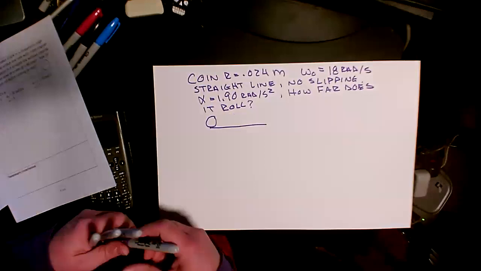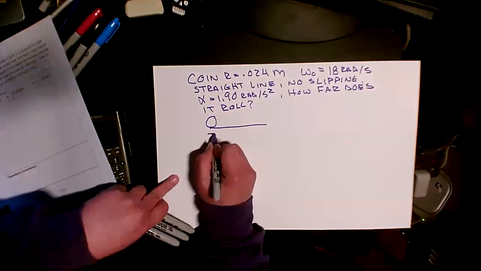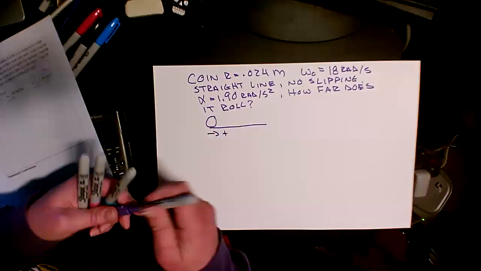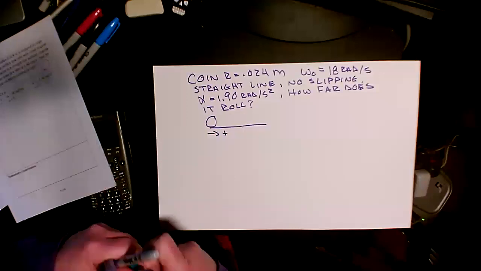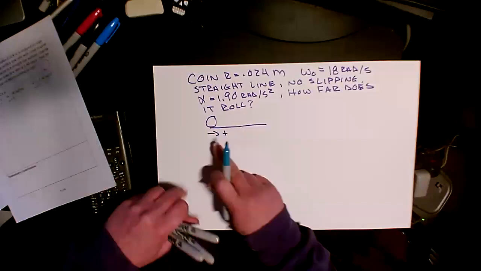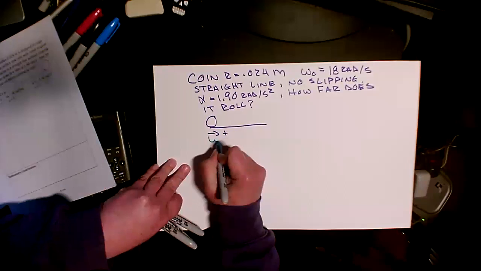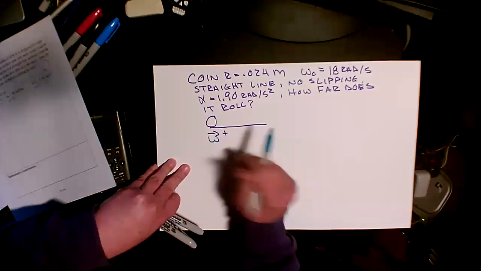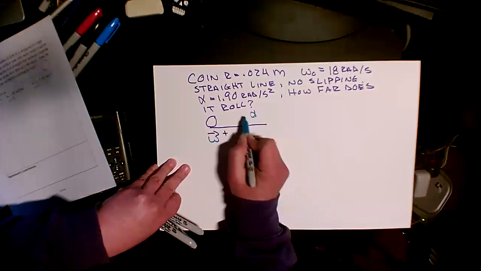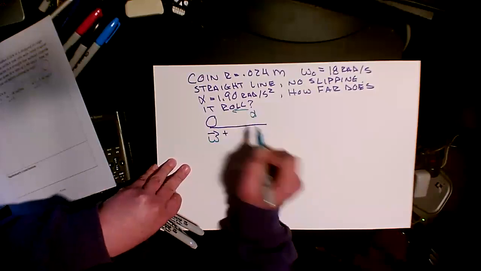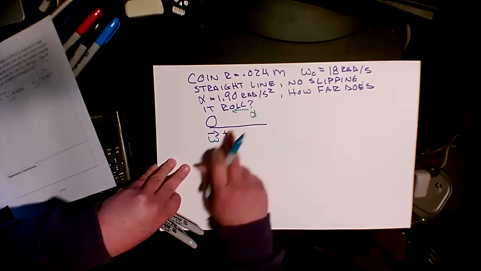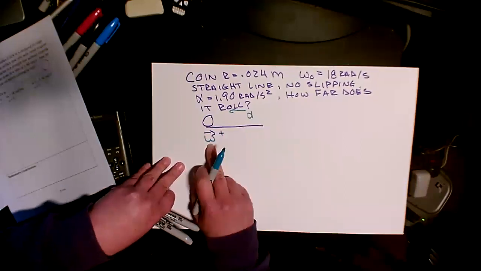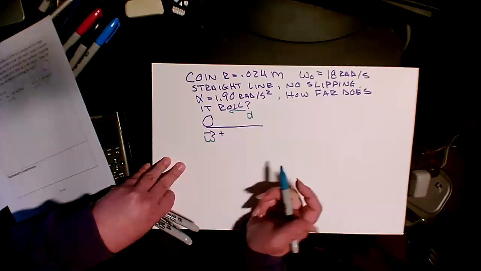So let's see, if I call this direction positive, I need to use a different color. Let's just write out what we have. If my omega is going that way, and I've defined that as positive, if it's slowing down, my alpha is going that way. My alpha is opposing my omega. This is just like velocity, right? If velocity and acceleration are in opposite directions, the thing is slowing down.